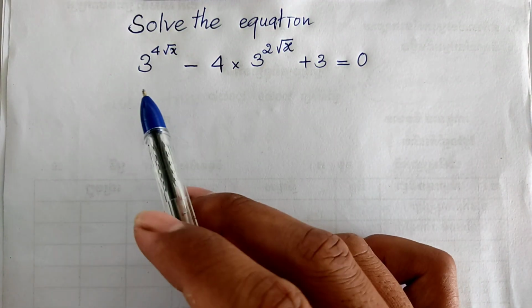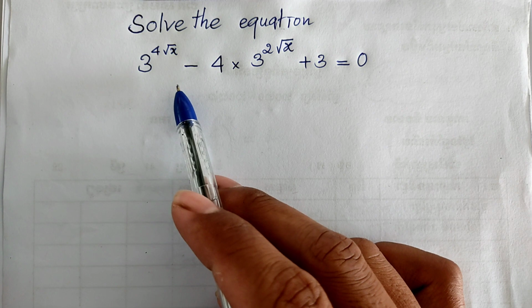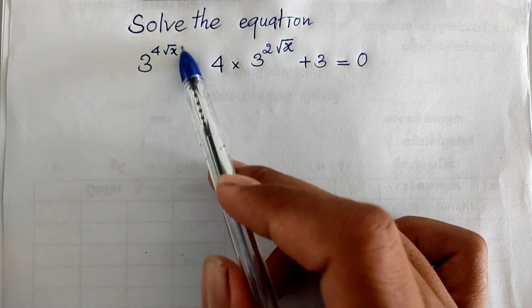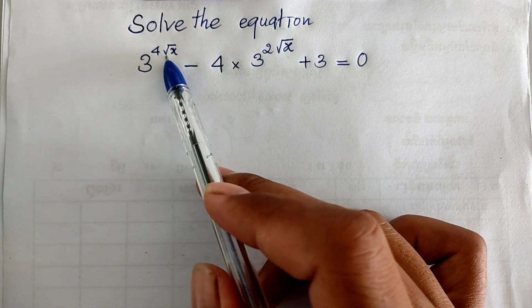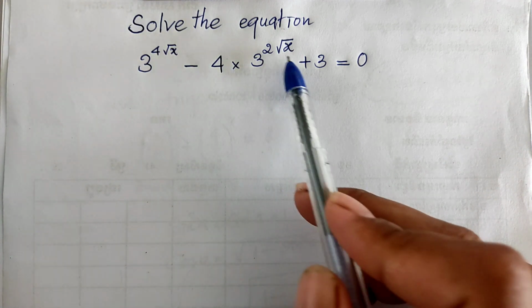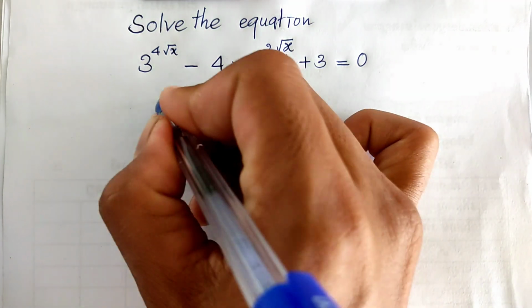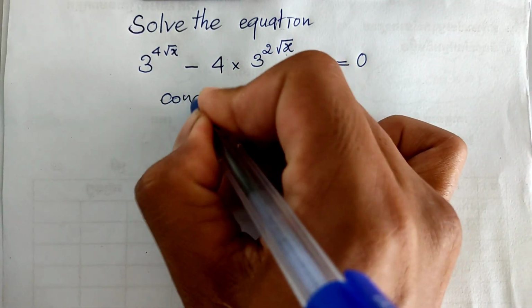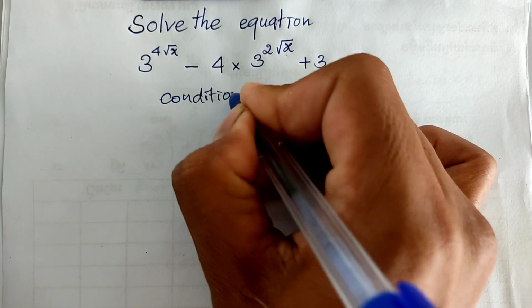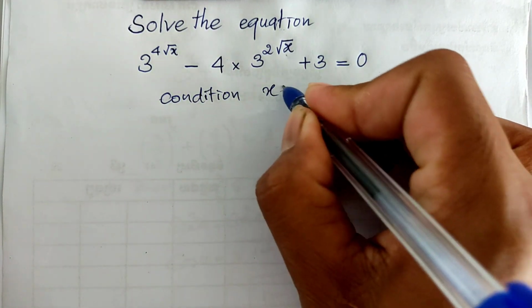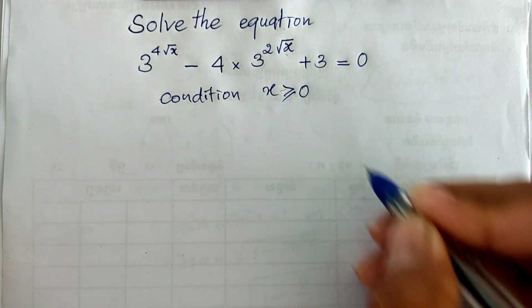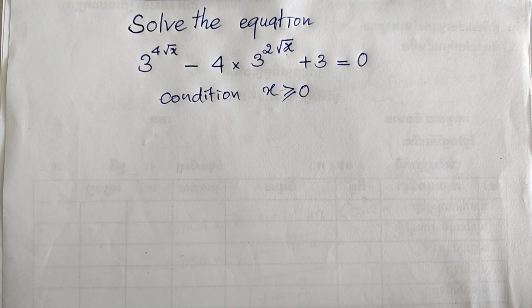We see our equation is an exponential equation, but the exponent is square root of h, and this is also square root of h. So we must take the condition: h must be positive or equal to 0.